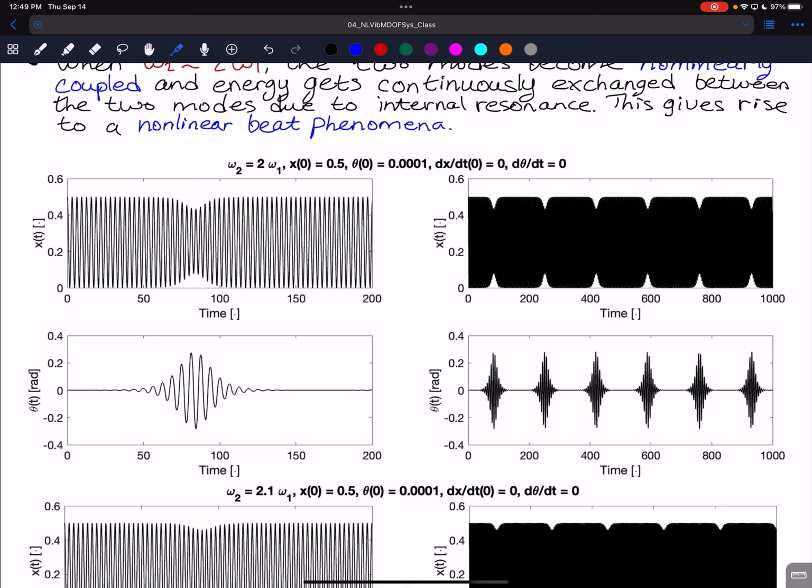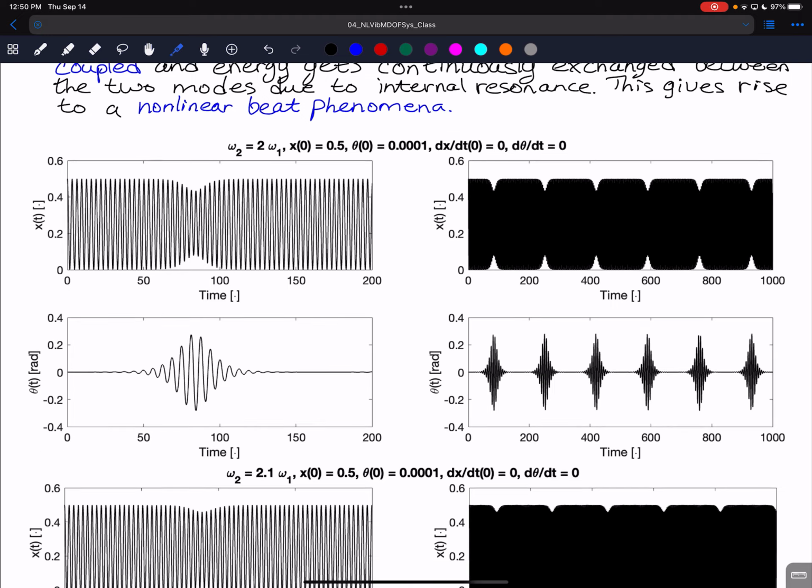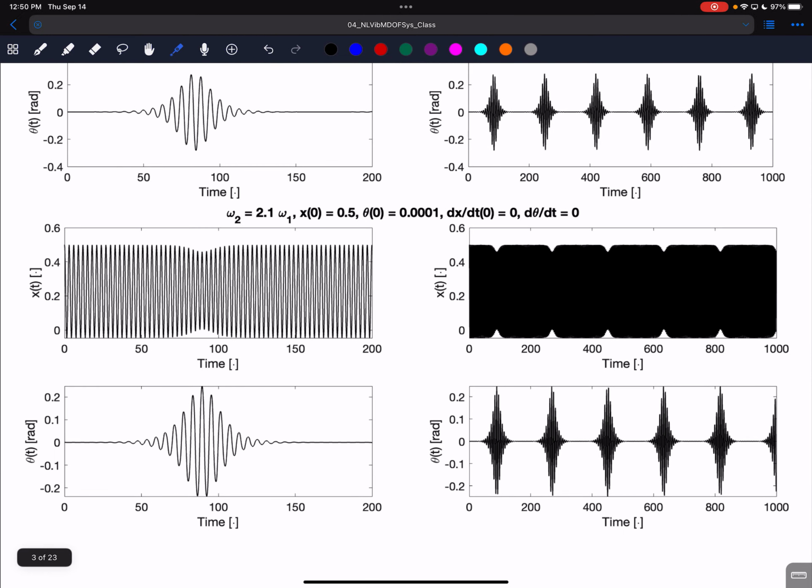And so in this case, we're looking at exactly 2 times omega 1 for that ratio. It's exactly 2 to 1. If we go to 2.1 to 1, you'll see we still get this beating phenomena, and this is what I'm saying. It doesn't have to be exactly 2. It's just going to be close to 2, or close to 3 for another system, for example. And so what we're really looking for is this kind of beating phenomena that appears.